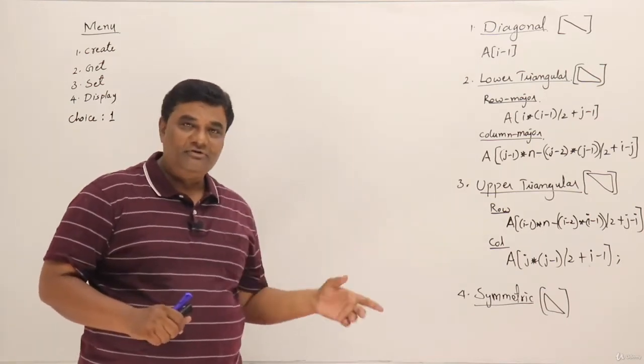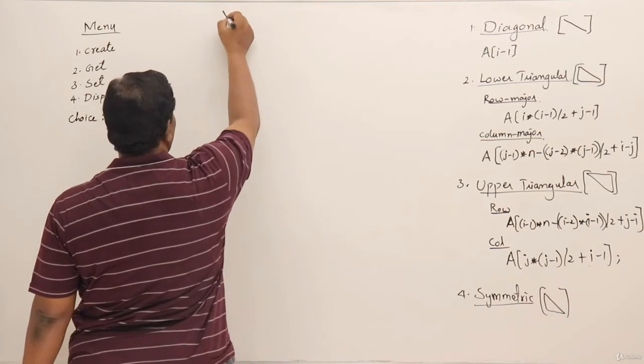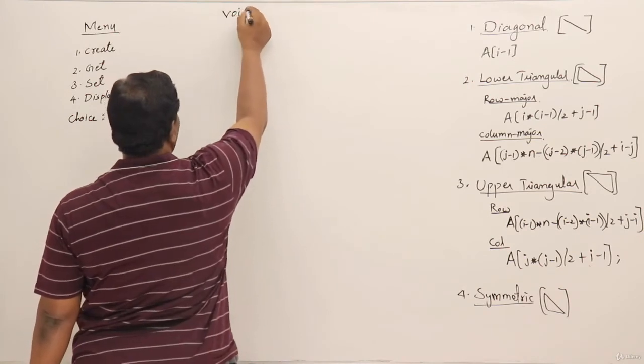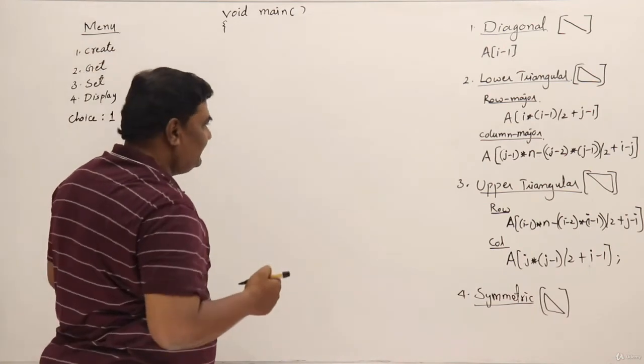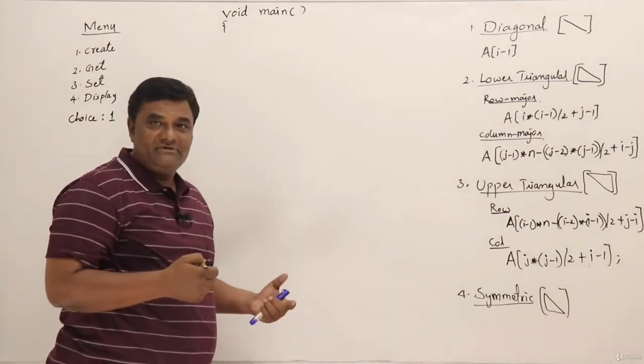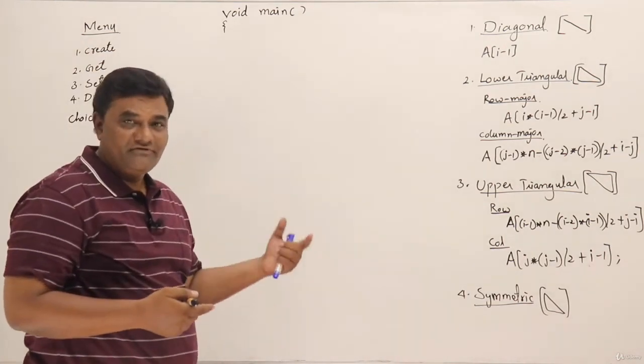So I will write a complete program for diagonal matrix. Here is the starting point, that is the main function. What are the variables I need? Initially I will take a few variables, later on if required I will add more variables.